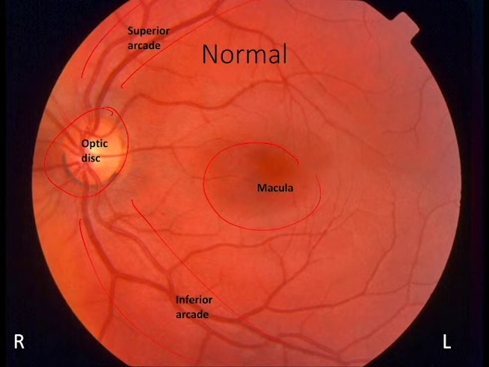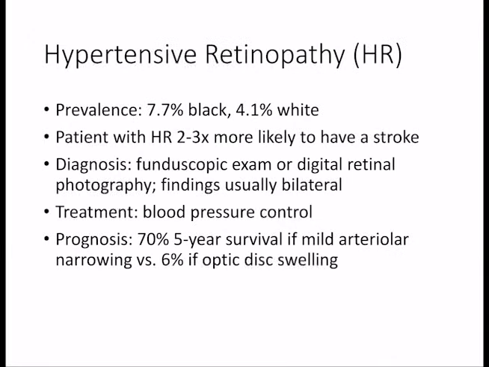Hypertensive retinopathy is damage to the retina secondary to elevated blood pressure. Black patients are more likely to have hypertensive retinopathy than white patients, and those who have signs of hypertensive retinopathy are 2 to 3 times more likely to suffer from a stroke. Hypertensive retinopathy is detected through fundoscopic exam, and findings are almost always present bilaterally.